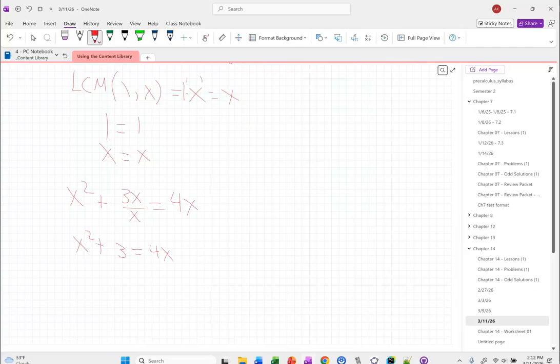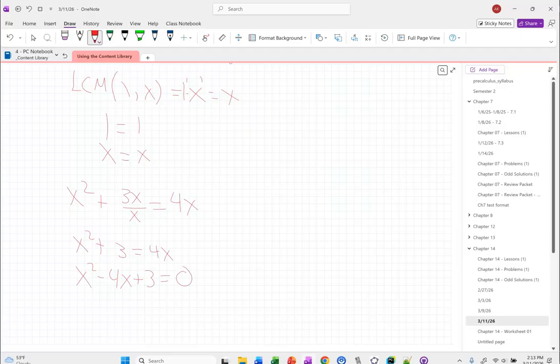What type of equation are we left with? Do you have to factor it? Is it a rational equation? Do you see x's in the denominators? No, it's a polynomial. To solve a polynomial, it must equal 0. So let's subtract the 4x from both sides to get it equal to 0. What type of polynomial equation is this? Quadratic.